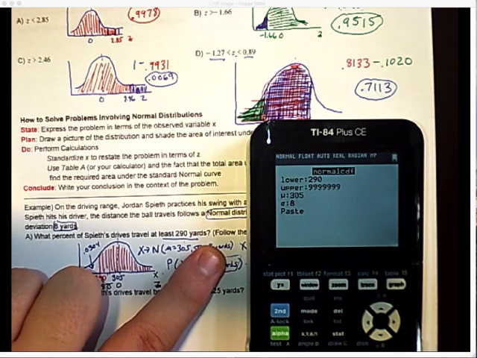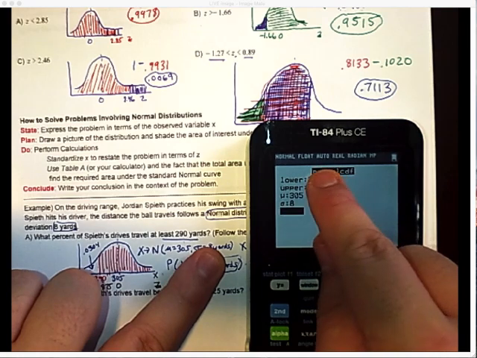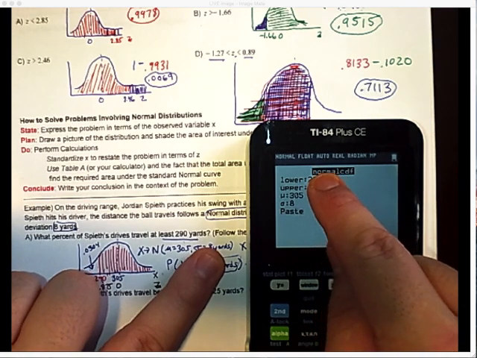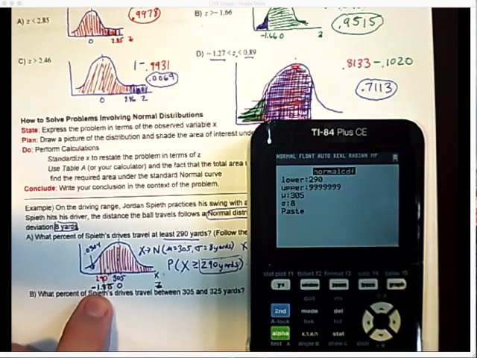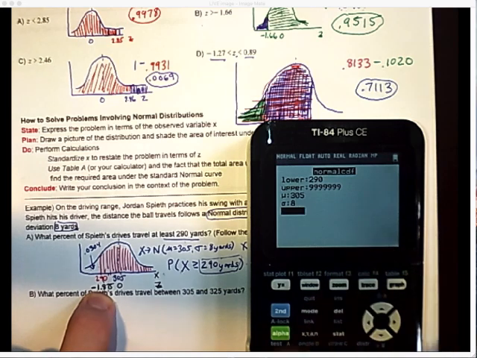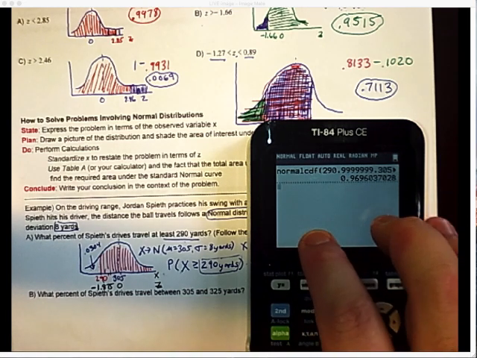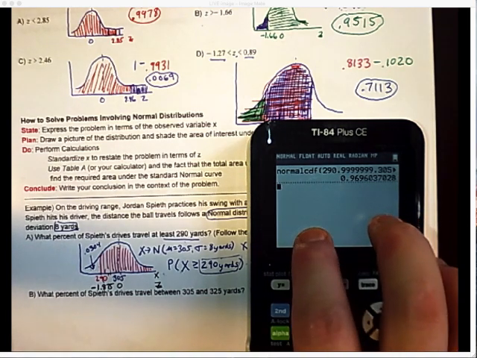It was 8. So before I hit paste, what the calculator is going to do is take this 290 and convert it to this z-score of negative 1.875 automatically for us. Then the calculator is going to look into its own internal memory and do the calculation. So what do you notice? It's exactly the same, 0.9696. So if you use the calculator, you don't even have to convert to z-scores.